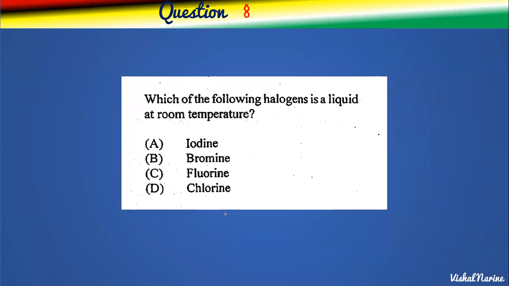Question 8 is asking about the halogens. What is their state at room temperature? And in particular, they're asking which one is a liquid at room temperature. All right, so yes, I'm seeing a person getting that correct. It is bromine. It's a liquid.